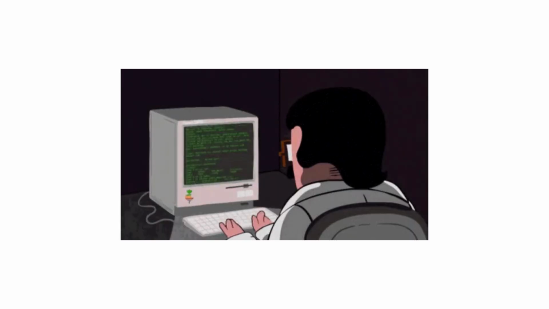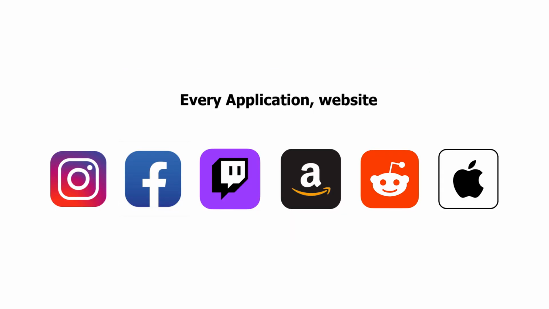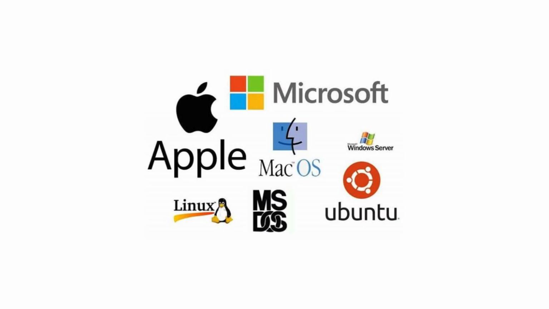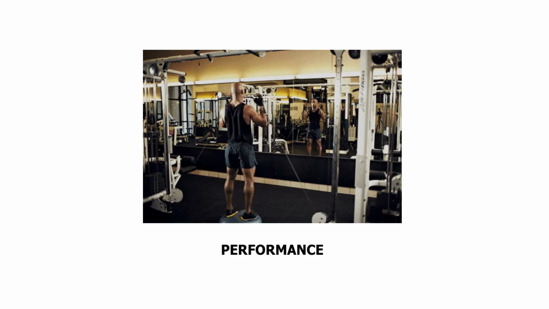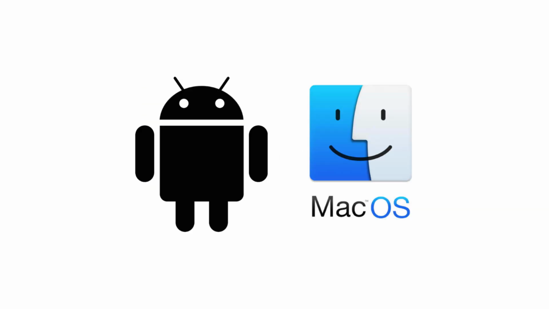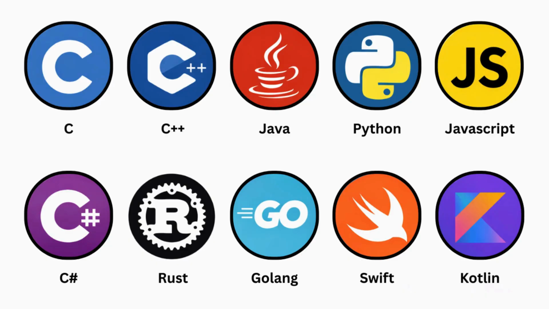Programming languages are the tools developers use to communicate with computers. Every application, website, and operating system is written using one or more programming languages, but there are hundreds of languages, each designed for different tasks. Some focus on performance, some focus on simplicity, and others are designed for specific platforms. In this video, we'll look at 10 of the most popular programming languages and explain what they are used for.